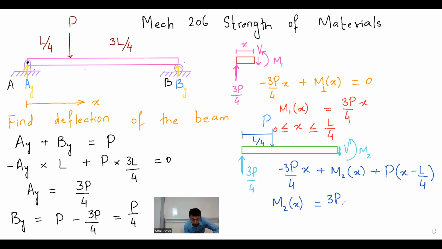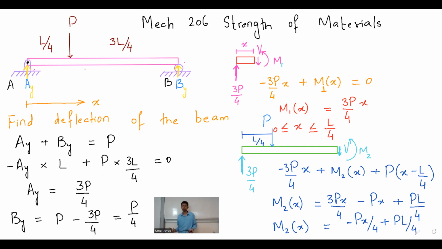So we have 3Px by 4 minus Px plus PL by 4. Is there any mistake here? Can you just double check? Yes, no. Minus Px. I think there is no mistake. So M2 bracket x comes out to be minus, should be L by 4 minus, yeah, PL by 4. Like this.